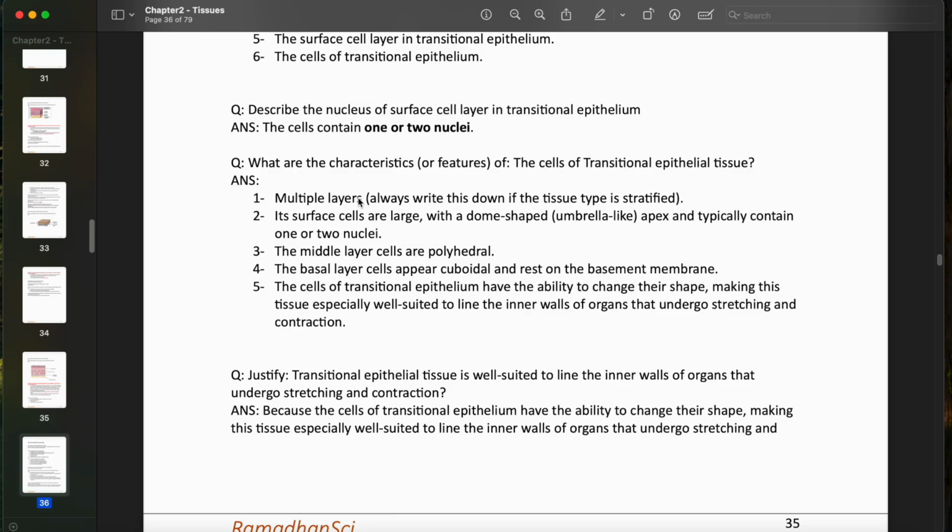They can give you a question telling you to describe the cells that rest on the basement membrane in the transitional epithelium. Meaning what? Meaning the basal layer, and they appear cuboidal. The cells of transitional epithelium have the ability to change their shape, making this tissue especially well suited to line the inner walls of the organs that undergo stretching and contraction.